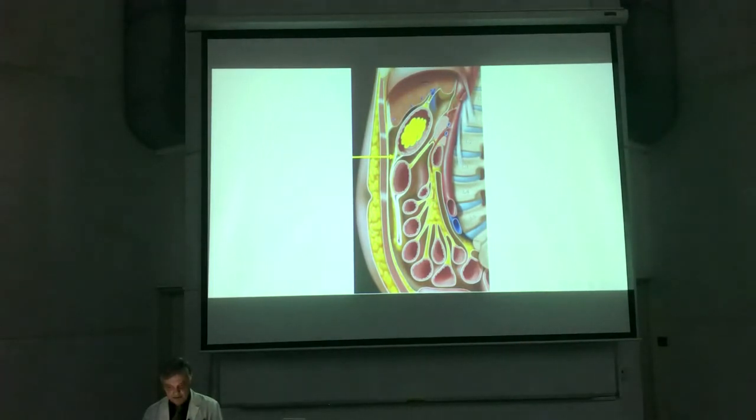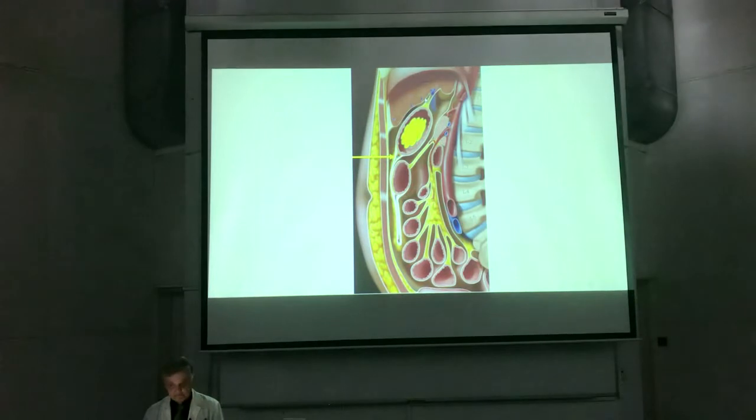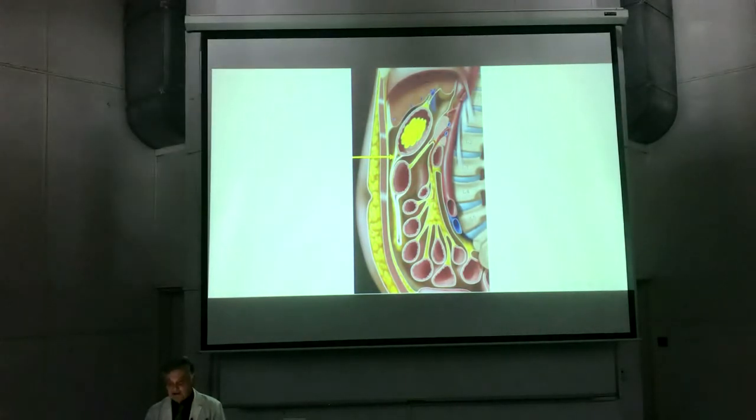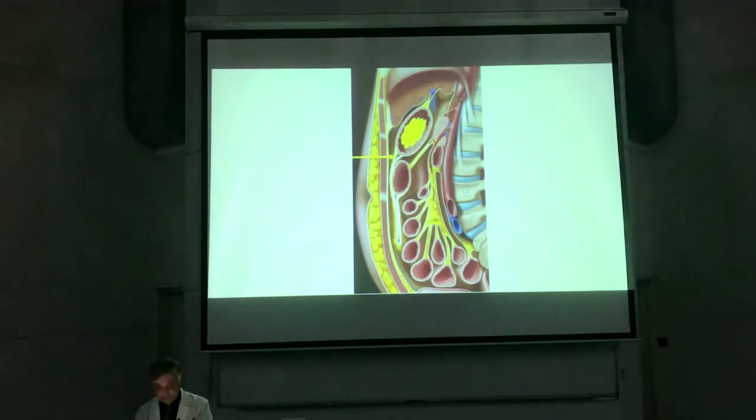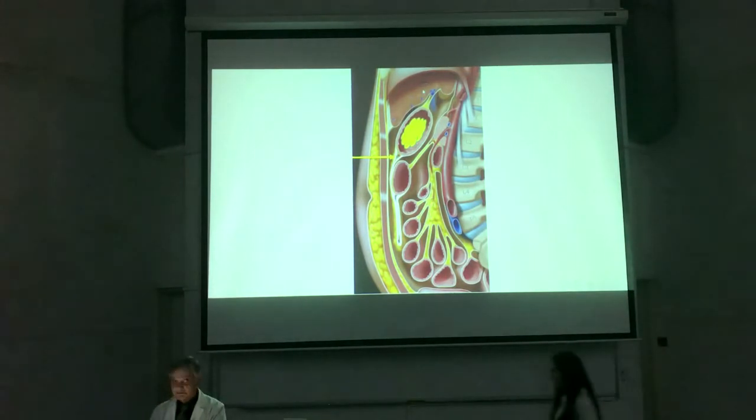On this side, it formed the lesser omentum. Why is this the lesser omentum? According to the definition, the lesser omentum is 2 layers of peritoneum between stomach and liver. Right?